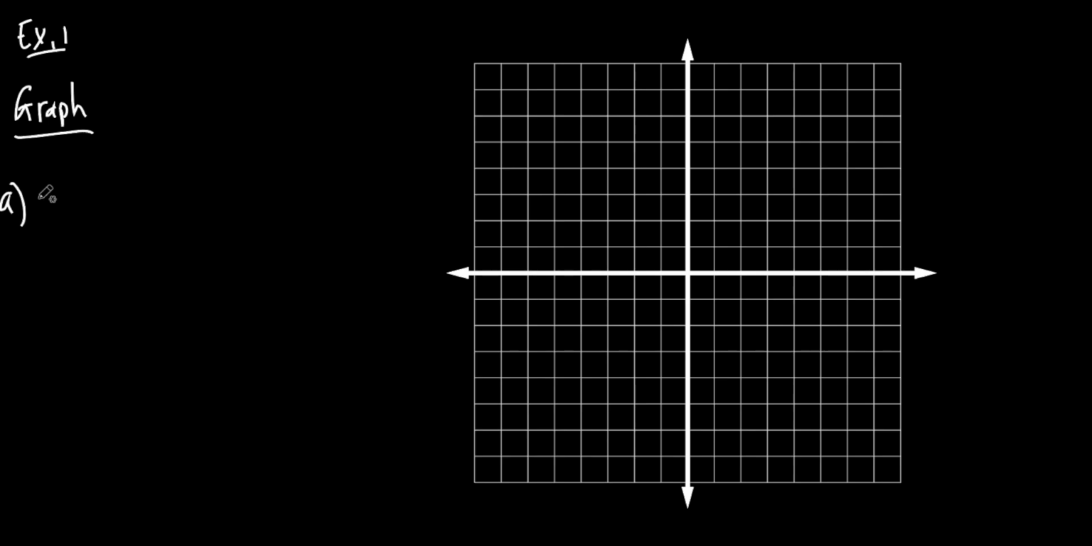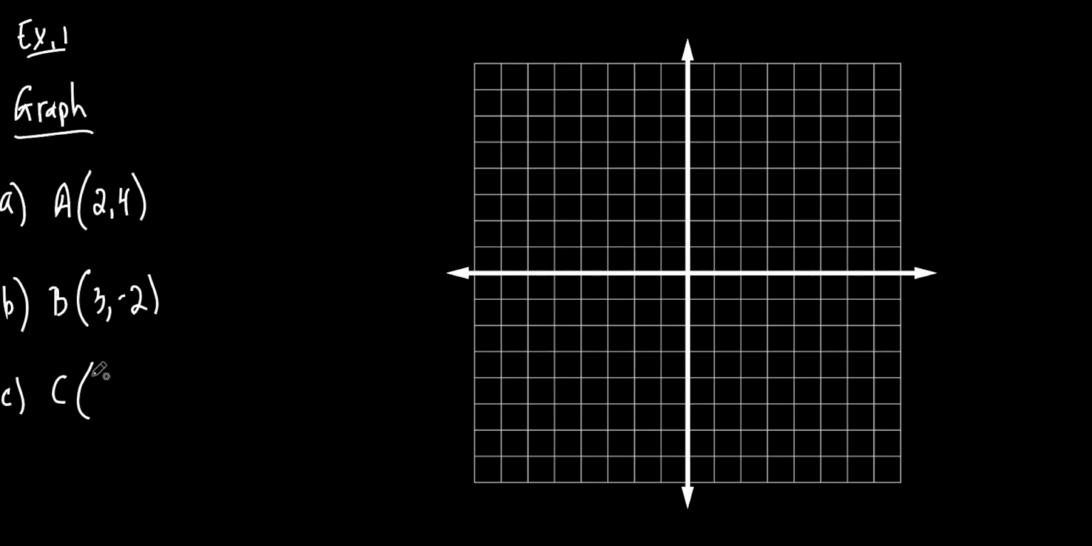So for part A, they say, here's point A, and then they put an ordered pair right next to it. So what we're going to do is come over here on the graph. We're going to put the point where it's supposed to be, and then we're going to put a capital A next to it because this is point A. And let's write them all down. I think there are 4 of them. Yep. So B is at (3, -2). And then point C is at (-1, 0). And then point D is at (-3, -4).